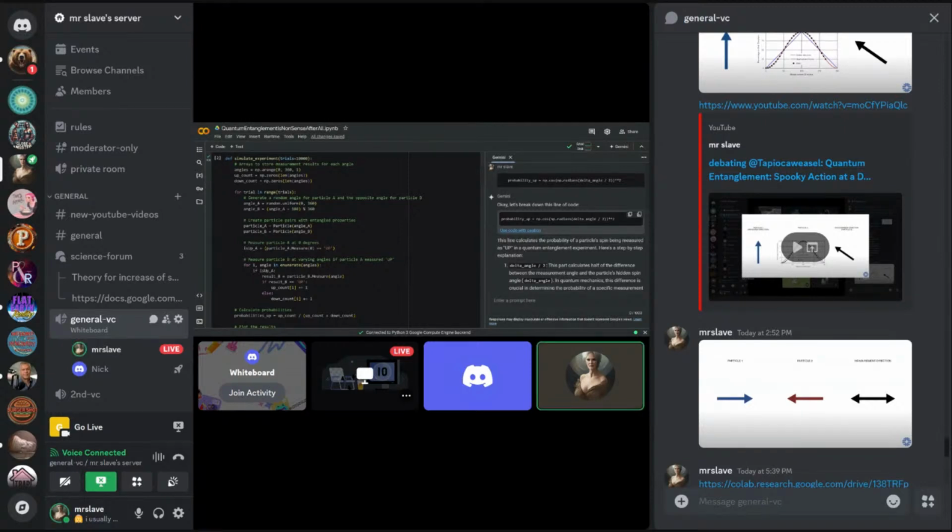Let me read the code. I gotta understand this code. I need to make sure that there's no spooky action at a distance in the code. So now we're doing the trial. So angle A is random uniform 0 to 360.